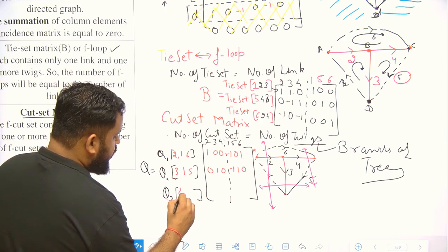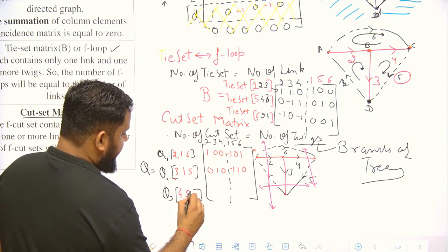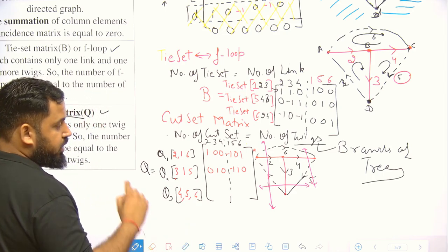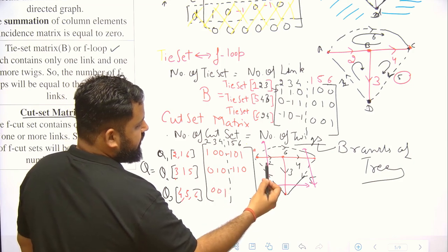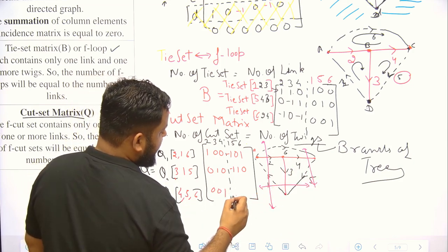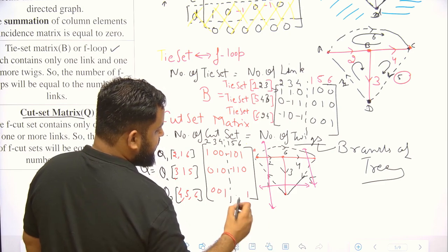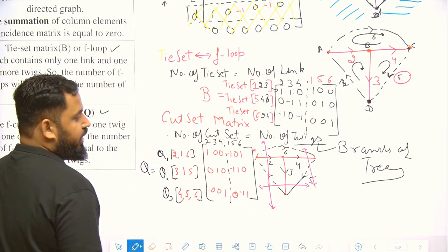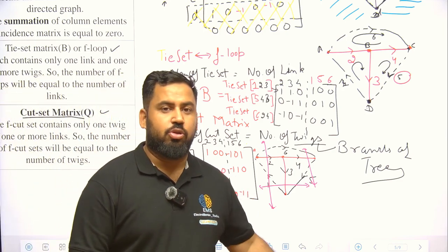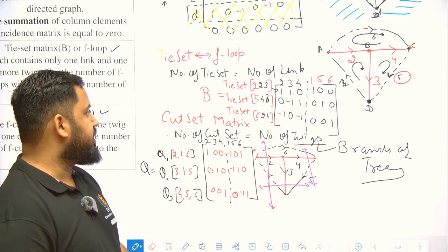Similarly, now we'll go to 4, 5 and 6. 4 has an incoming direction, so that is +1. 6 has an incoming direction. 5 has an outgoing direction. And 1 is not connected to it. So this becomes my cut set matrix.